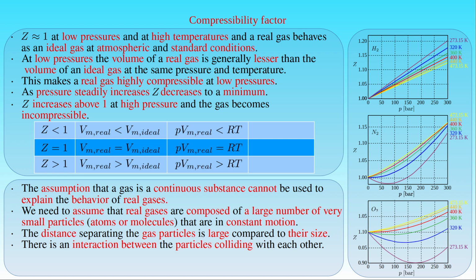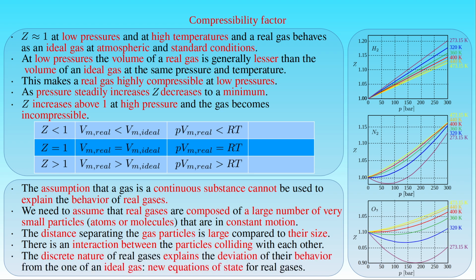We will apply these assumptions on the discrete nature of real gases and attempt to explain the deviation of their behavior from the behavior of an ideal gas. Apart from the second line in the table describing the case of an ideal gas, we need to interpret the other two cases for real gases. If we consider the regime described in the first line of the table, we see that the volume of a given amount of real gas is smaller than the volume that would be allowed for the same amount of ideal gas at the same pressure and temperature.